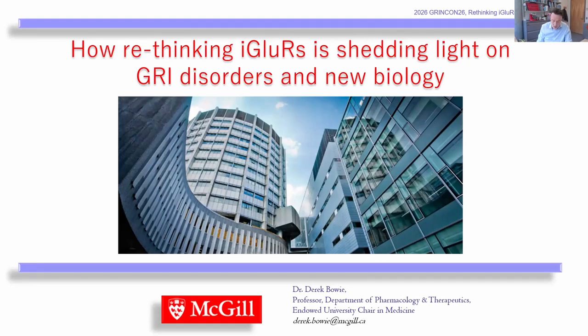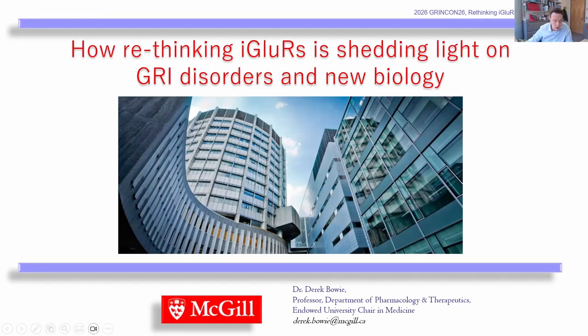What I thought I would do, because I was asked to talk about rethinking ionotropic glutamate receptors, is tell you a little bit about how we're thinking about it. It's a little bit different from how other people are thinking about it, and I think that's important for us to all have a slightly different perspective on things. And the interesting thing is it's definitely starting to give us insight into GRID disorders in a way that maybe wasn't immediately anticipated.